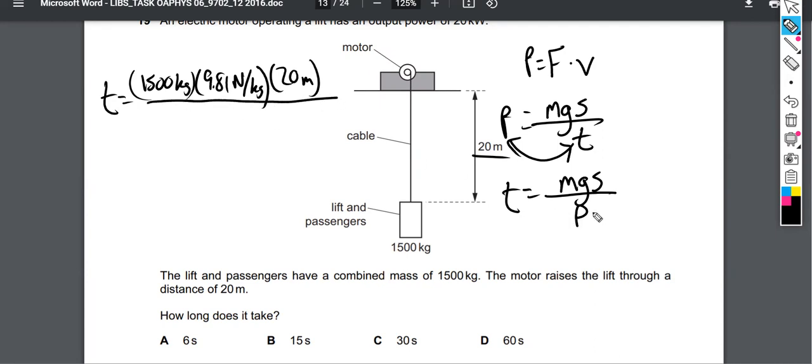And the power is 20,000, right? So it's 20 kilowatts given. So 20,000 watts. Now, a watt is a joule per second. And a joule, let's look right like this. A Newton meter, that's a joule.